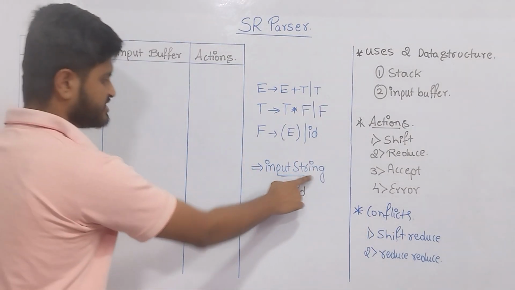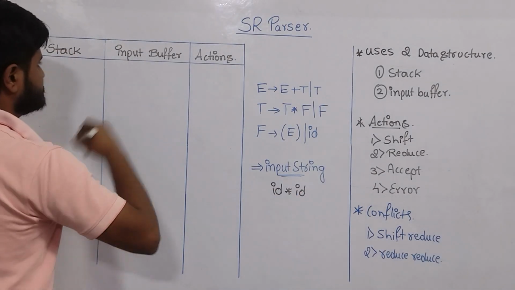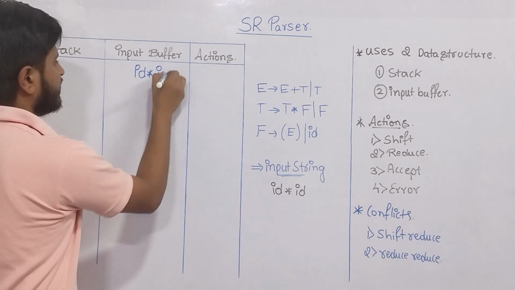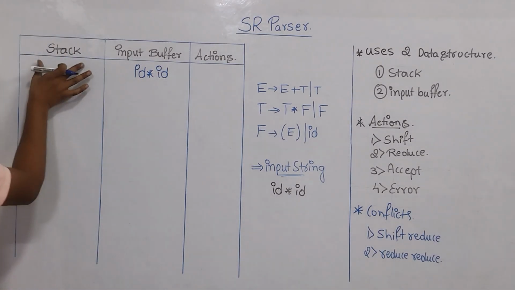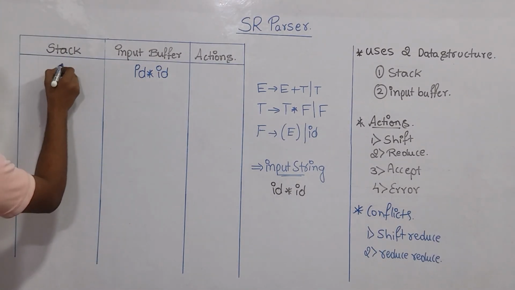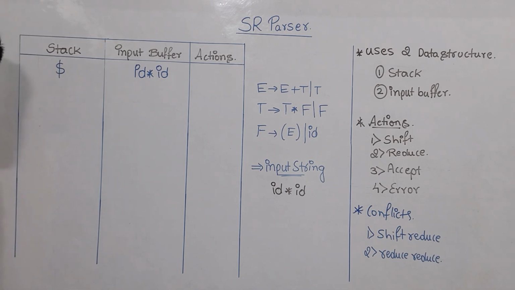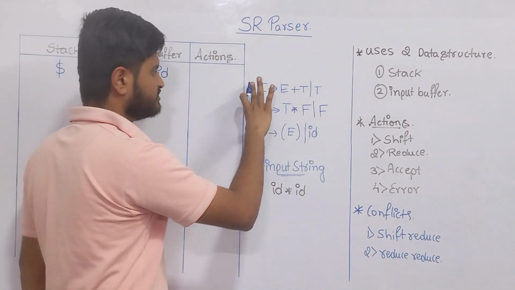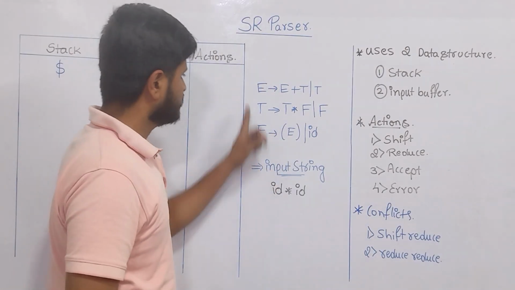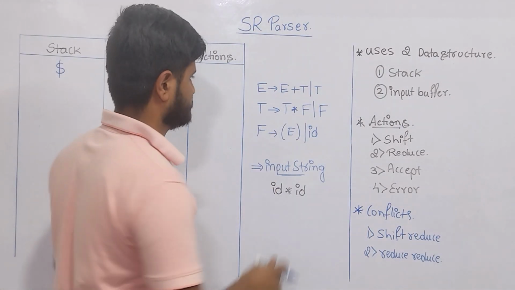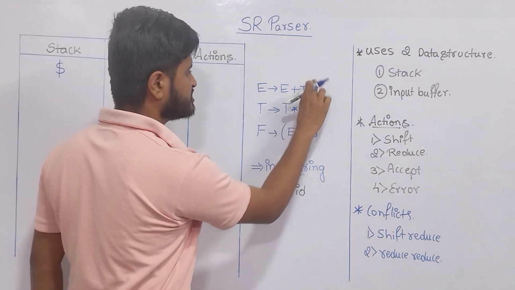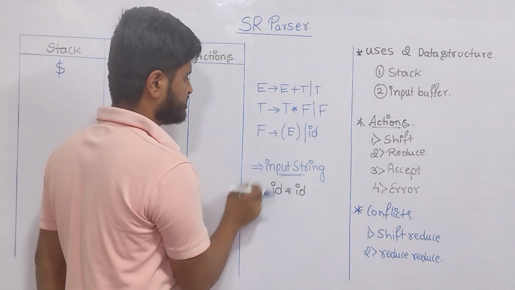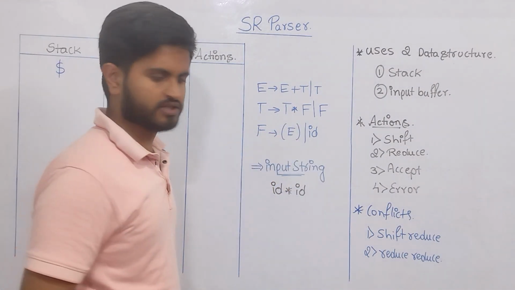Now the input string is given: id star id. Just copy it here, id star id. Next, at the starting of the problem, my stack will be empty, which will be represented using a dollar symbol. Now, these are my three producers, which are producing the productions. E is producing two productions, which are separated by a bar. T is producing two productions. F is producing two productions.